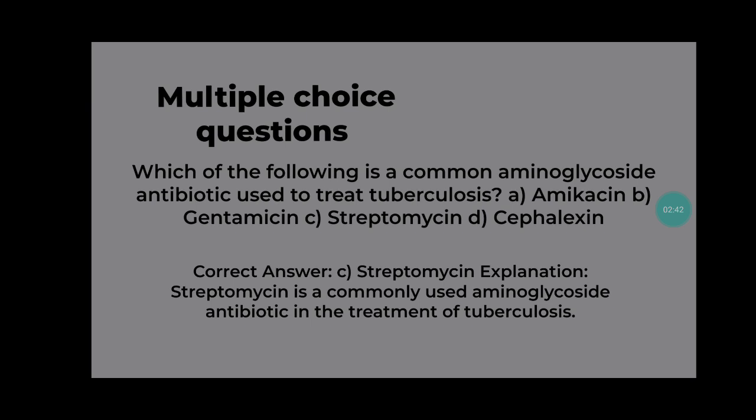Now we will see some multiple choice questions on aminoglycosides. First, which of the following is a common aminoglycoside antibiotic used to treat tuberculosis? Option A amikacin, option B gentamicin, option C streptomycin, option D cephalexin. Correct answer is streptomycin. Streptomycin is a commonly used aminoglycoside antibiotic in the treatment of tuberculosis.